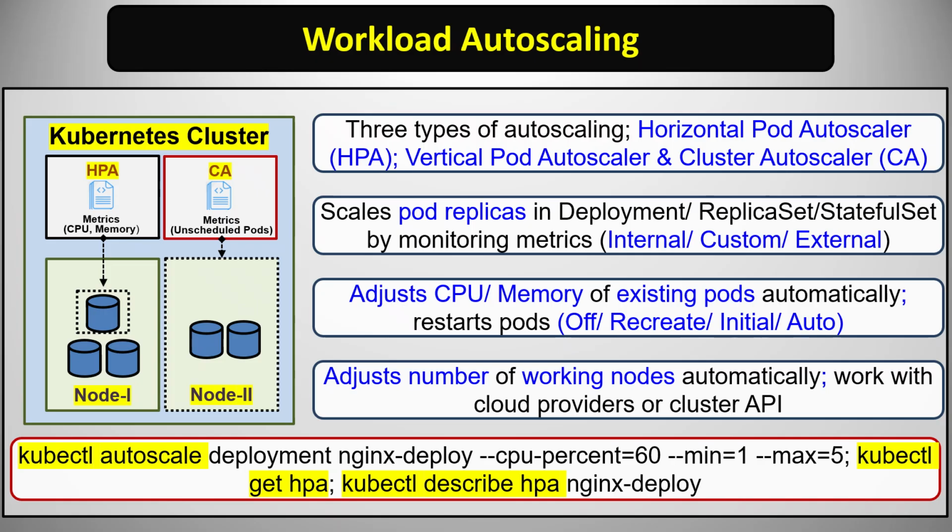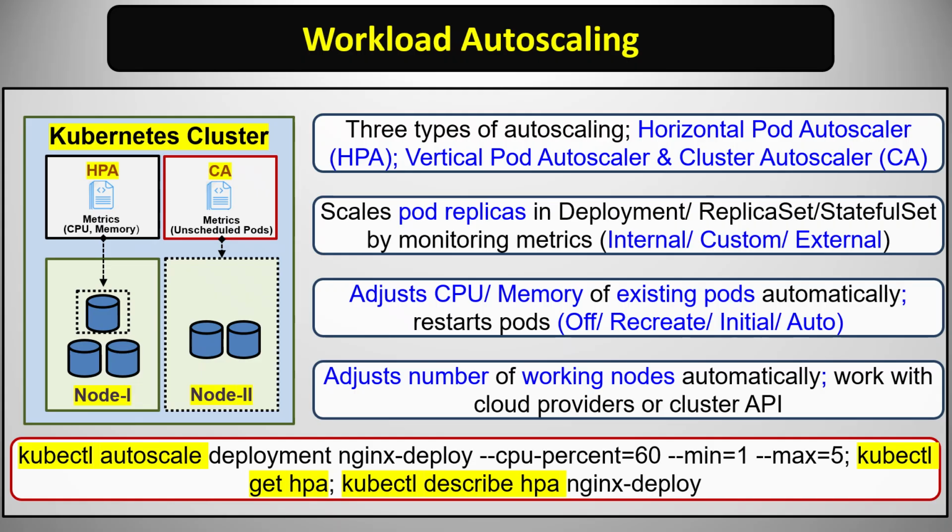For HPA to work, you need metrics. The most common are the CPU and memory metrics, which come from the metrics server. Unscheduled pods are what the cluster autoscaler uses to decide if more nodes are needed. For example, if there are a number of pods that are not scheduled on any node, it means that there is a lack of node capacity. So the cluster autoscaler adds more worker nodes into the Kubernetes cluster.